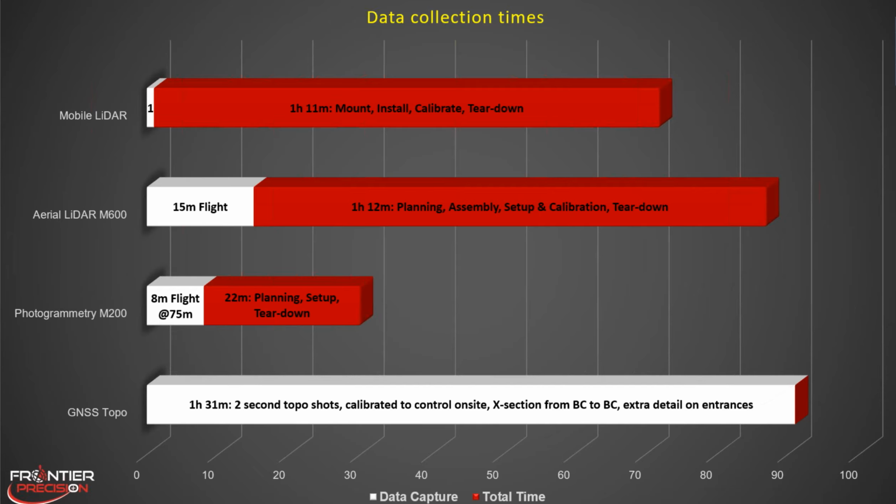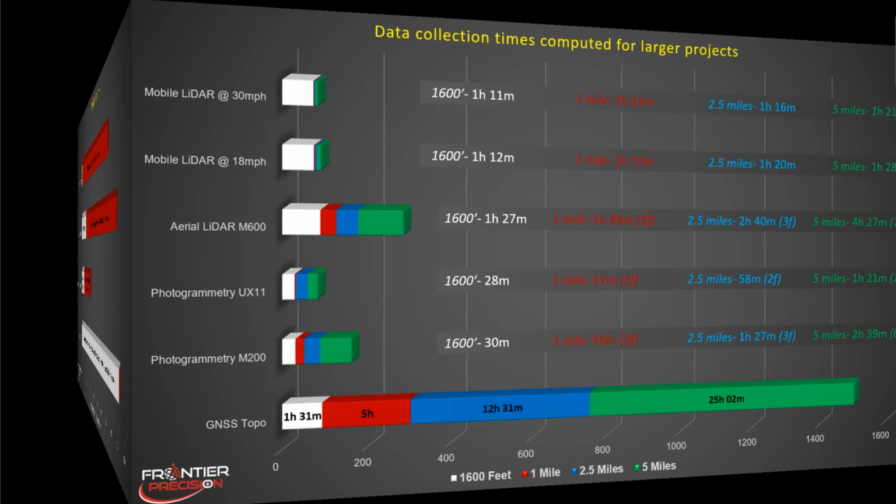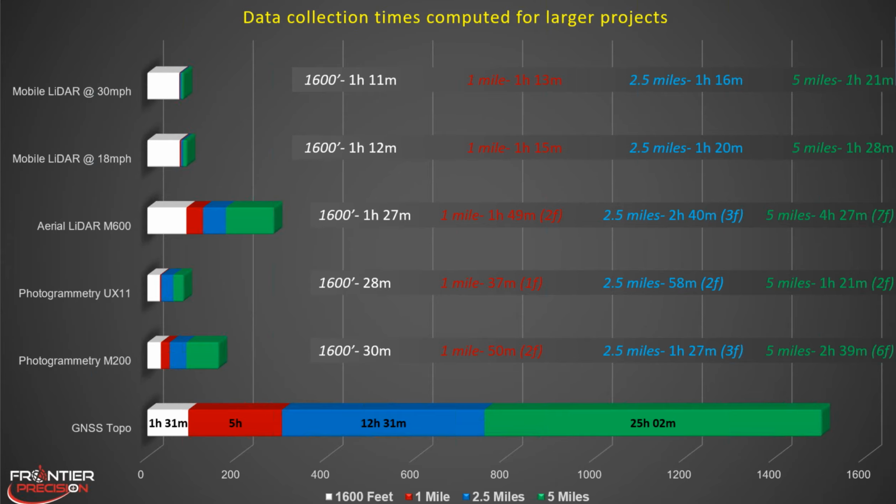So we figured we need to project this out. We looked at 1,600 feet. What does it take to do a mile, or what does it take to do 2.5 miles, or 5 miles? So we sat down and started crunching numbers to figure out, as we get on these longer projects, how these things start to set themselves apart from the others. Here's the slide to show that.